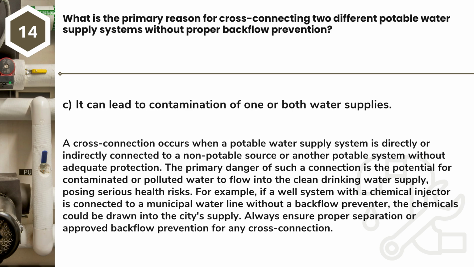Answer: C. It can lead to contamination of one or both water supplies. A cross-connection occurs when a potable water supply system is directly or indirectly connected to a non-potable source or another potable system without adequate protection. The primary danger of such a connection is the potential for contaminated or polluted water to flow into the clean drinking water supply, posing serious health risks. For example, if a well system with a chemical injector is connected to a municipal water line without a backflow preventer, the chemicals could be drawn into the city's supply. Always ensure proper separation or approved backflow prevention for any cross-connection.